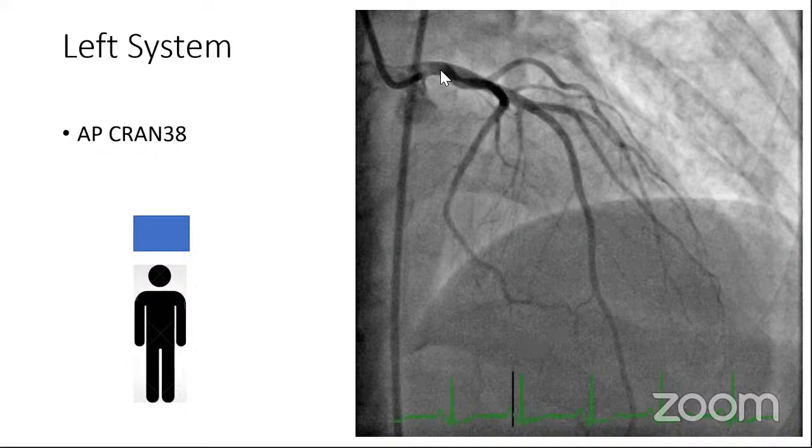Ideally, the radiographer would angulate the intensifier a little bit differently to remove this overlap. However, we can see the whole of the LAD up to all the distal part. We mentioned the cranial views are generally good for the distals. We can see the distal of the LAD and the distal of the LCX.